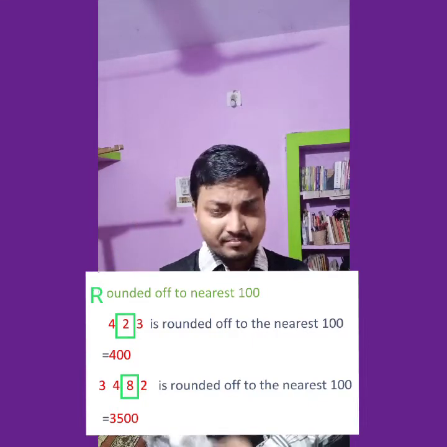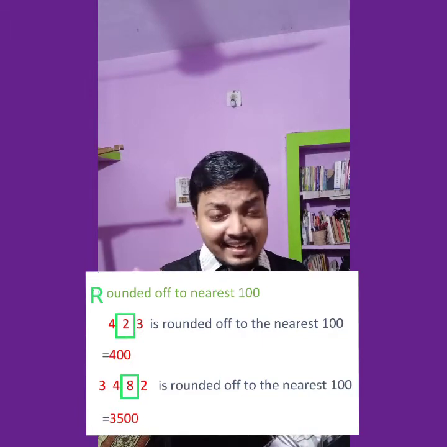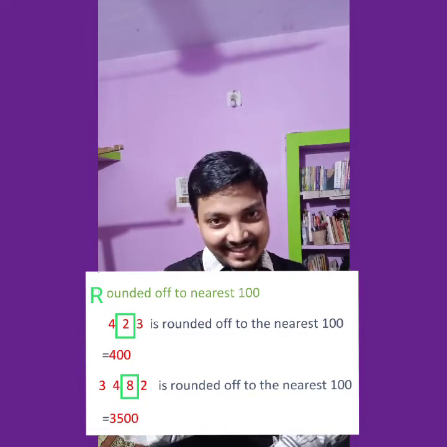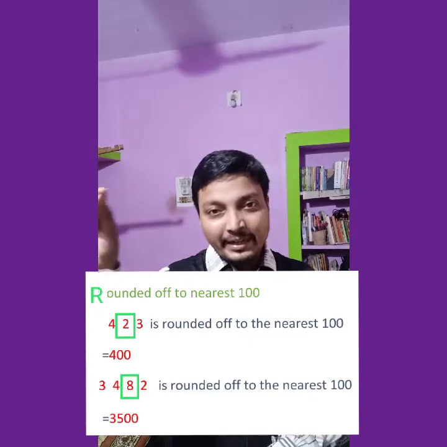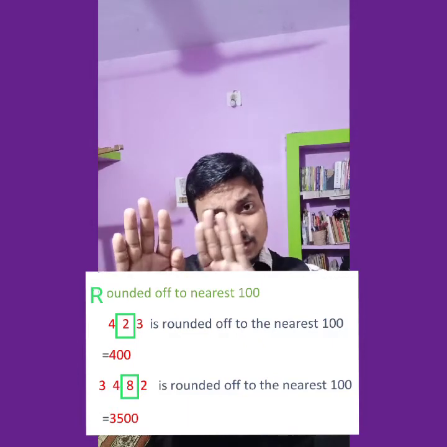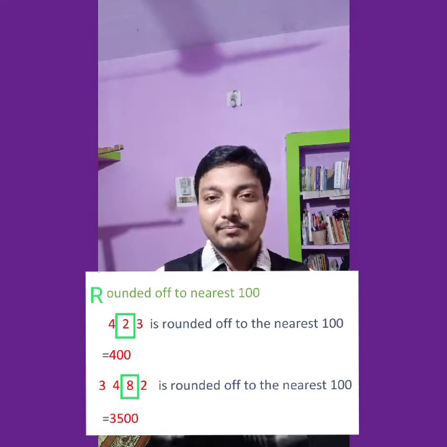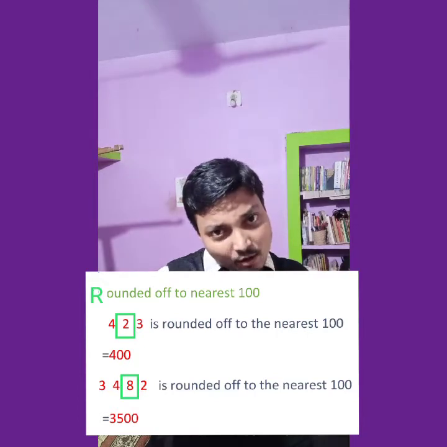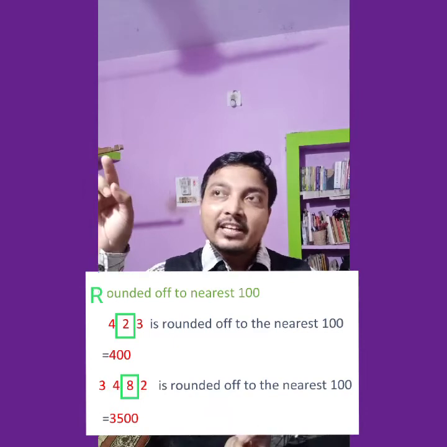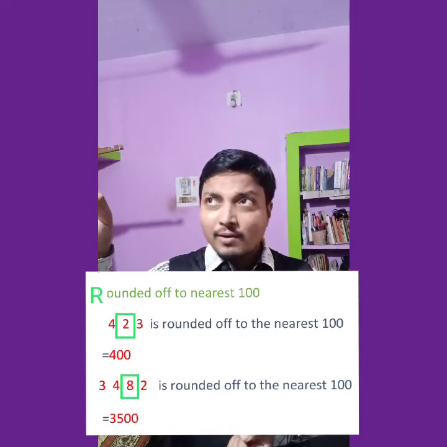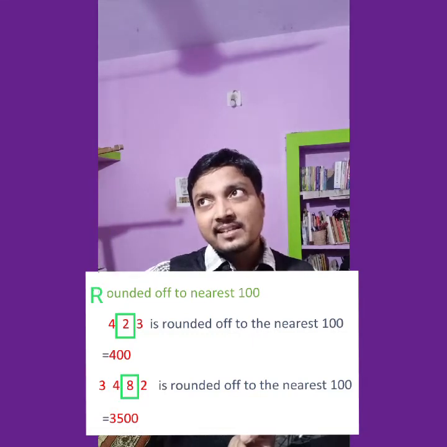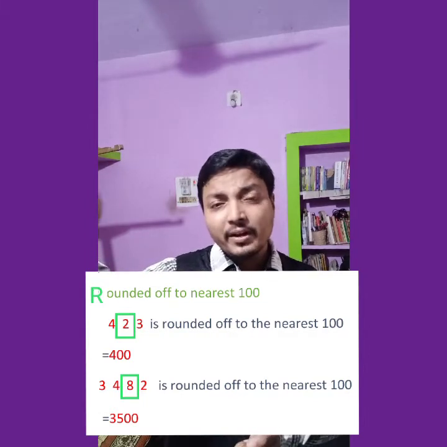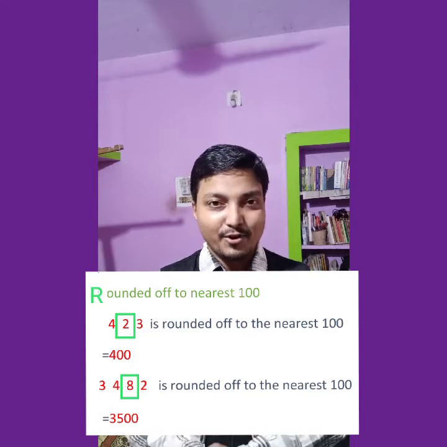Whenever the tens place digit is less than 5, you just have to replace the ones place and tens place by 0, but the previous digit should remain the same. With a tens digit less than 5, the remaining hundreds digit remains the same. Here the hundreds digit is 4, so the ones and tens digits are replaced by 0, 0, and the previous digit 4 remains the same. So the nearest 100 is 400.